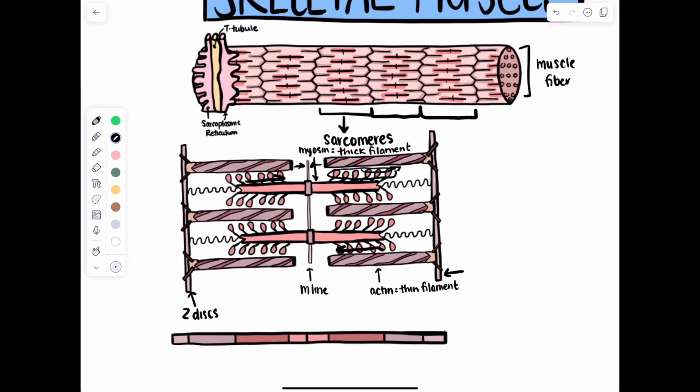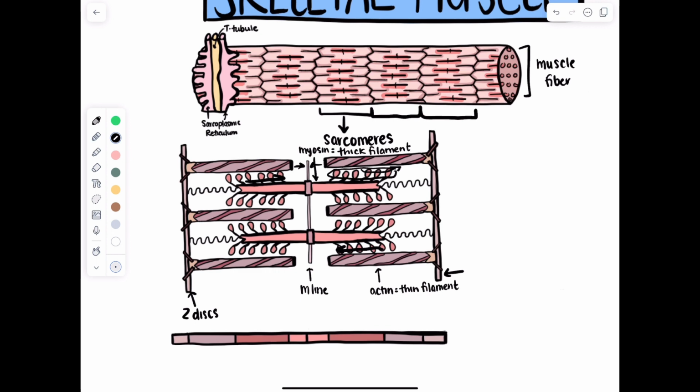So the parts that we've seen so far: the myosin are these thick filaments in the middle that have these heads. Then we have the actin on the outside, those are our thin filaments. The actin is attached to the Z discs on either end, and in the middle of the myosin is the M line, which is where everything comes together.